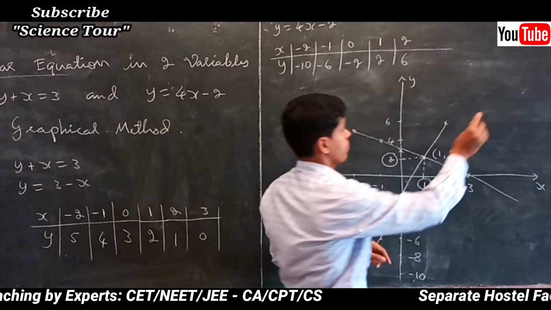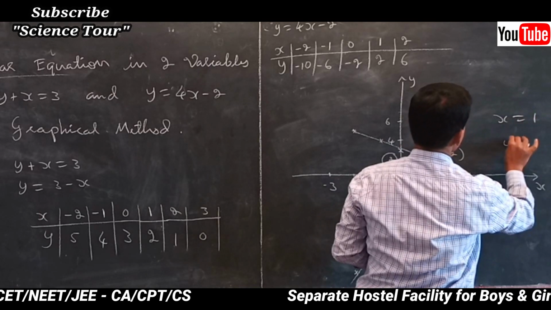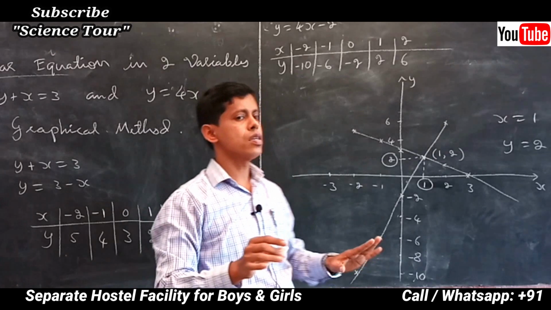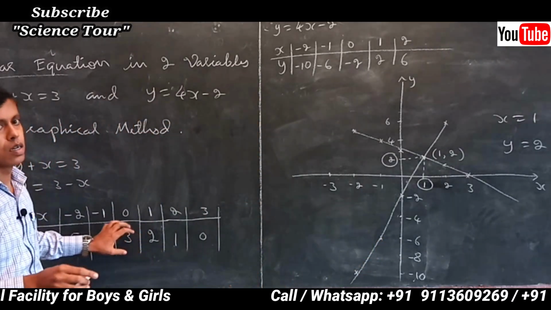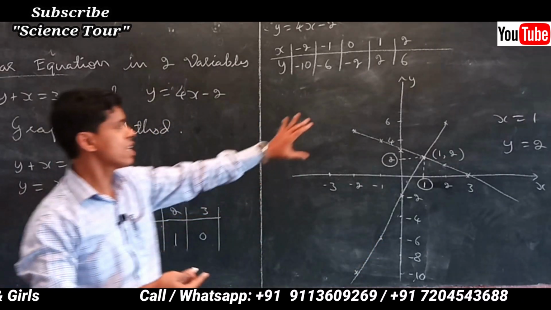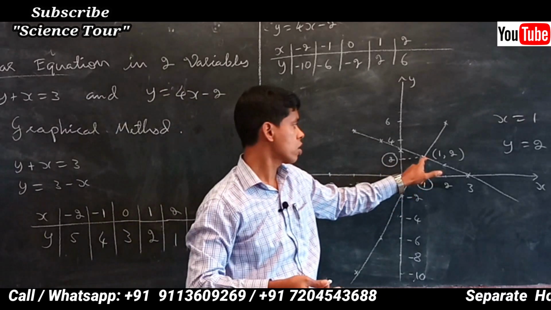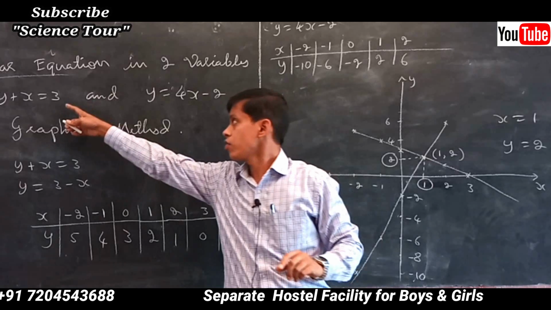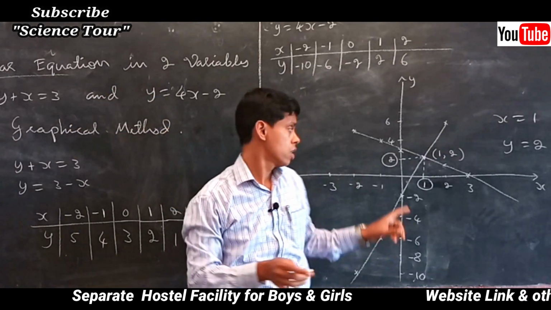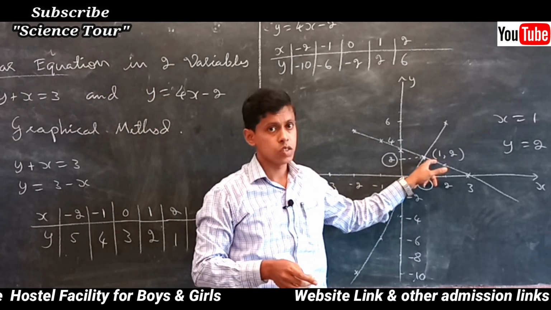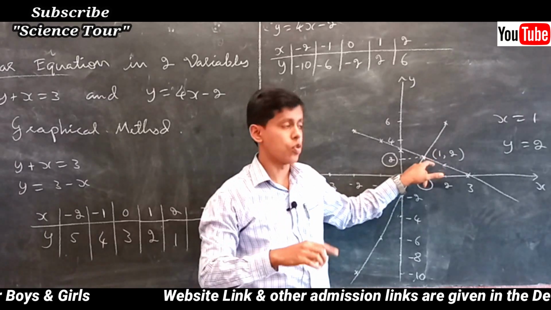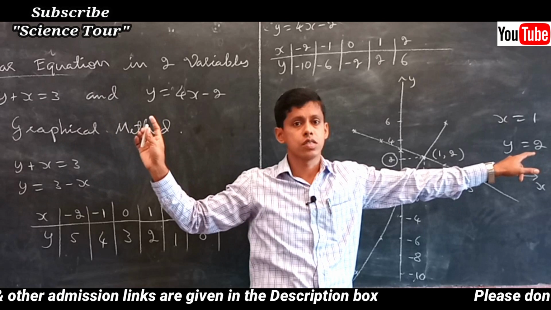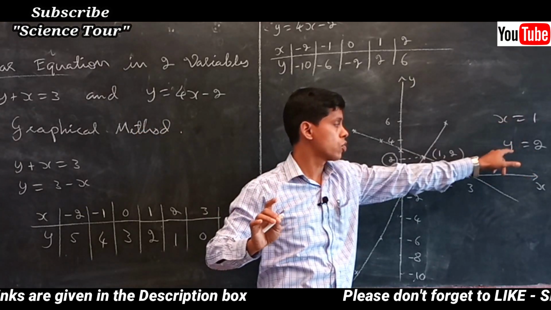What is the meaning of that? x is equal to 1, y is equal to 2. So, did you understand this graphical method? We have just found the points and then plotted the graph. We got the point of intersection of two lines. Where do you think the point of intersection is? At 1 comma 2, right? So, that is the point from where we get the solution of that system of linear equations. Alright. So, that is x is equal to 1, y is equal to 2.